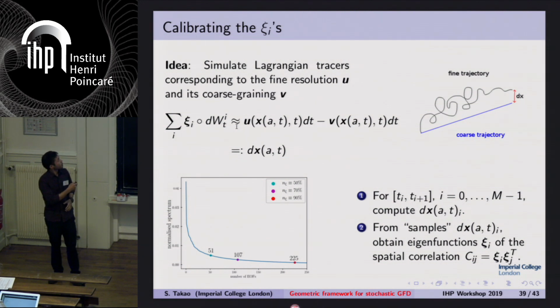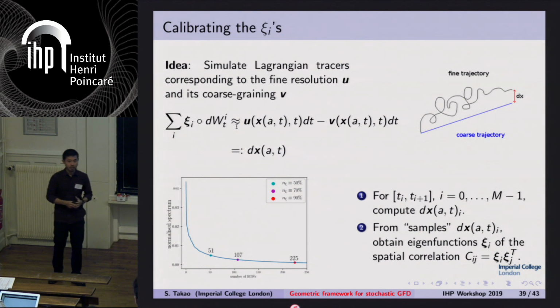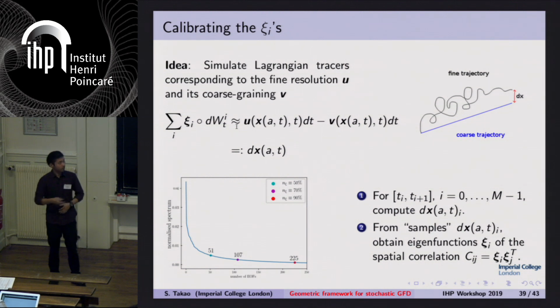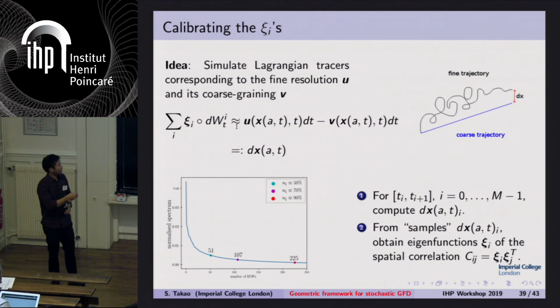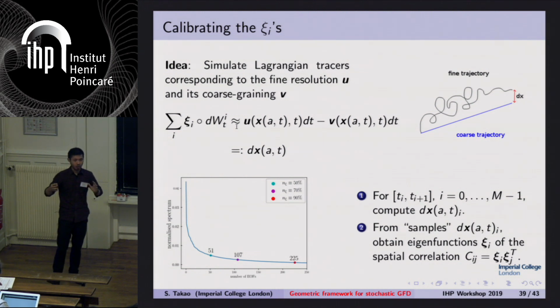So what they do is they simulate the Lagrangian trajectories for the Euler equation solved in a really fine mesh versus the Lagrangian trajectory for the Euler equation solved in a coarse grid. And then they look at the difference between the fine trajectory and the coarse trajectory to get this vector dx. And then they get these samples of dx for a lot of time intervals, and that's how they obtain a sort of spatial correlation matrix of the velocities.